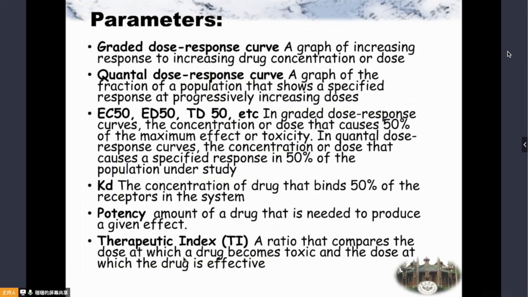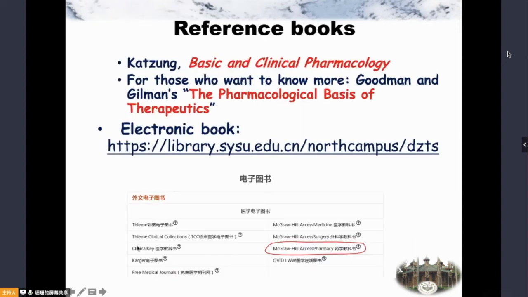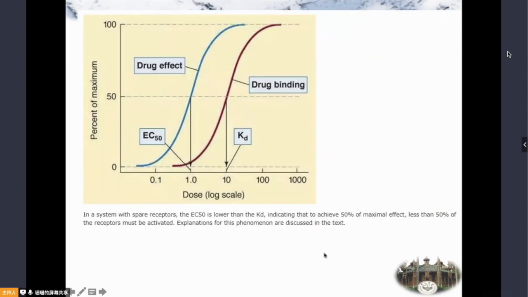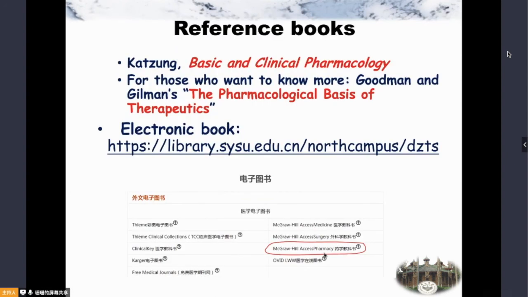I have summarized some important parameters in pharmacodynamics. For example, the graded dose response curve, and the EC50, ED50, and the KD, potency, and the therapeutic index. And also, you can get the electronic books from our library. Here is the website address, and you can download from here. Okay, that's all.